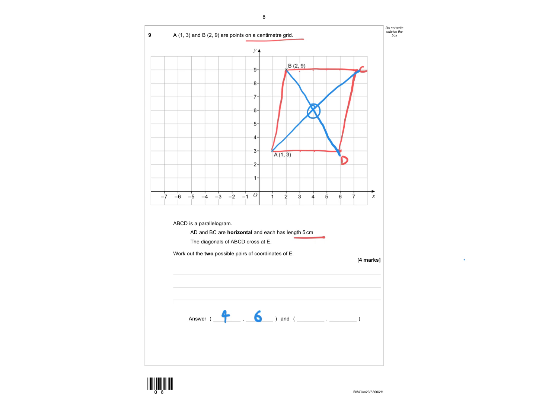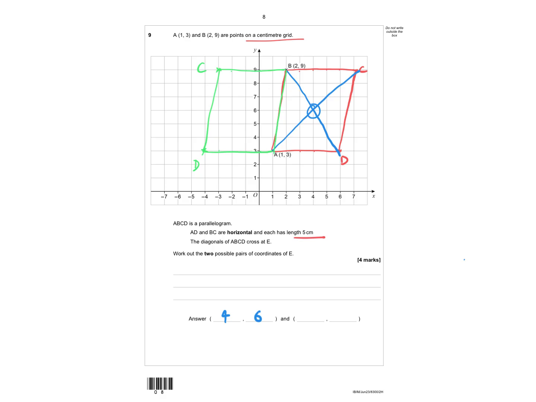So if we go left 5 units from A, 1, 2, 3, 4, 5, that's another possible position for D. And if we go left 5 units from B, 1, 2, 3, 4, 5, that's the other possible position of C. And if we then join up those lines, this is what our parallelogram could look like.